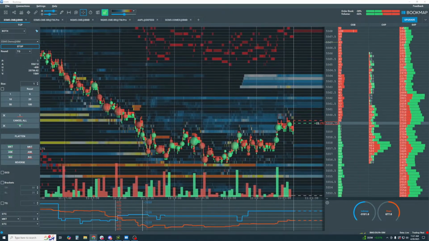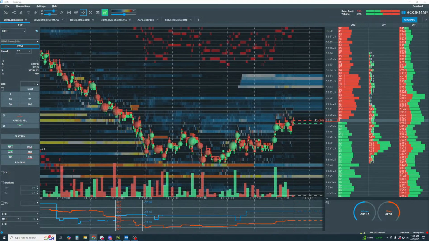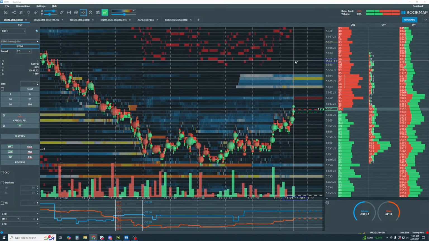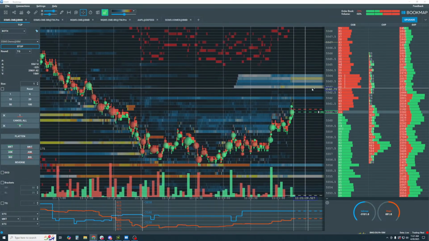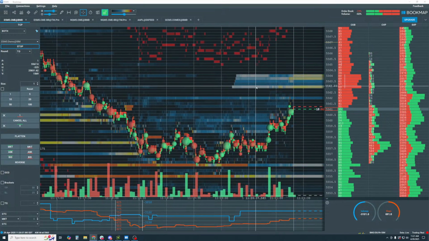Let me see if there's any questions in here. How do you customize anchored VWAP to take the default VWAP? Sure, no problem. We'll go over that.